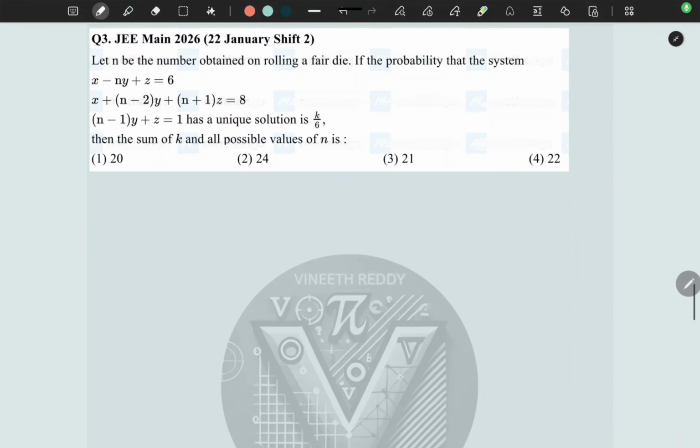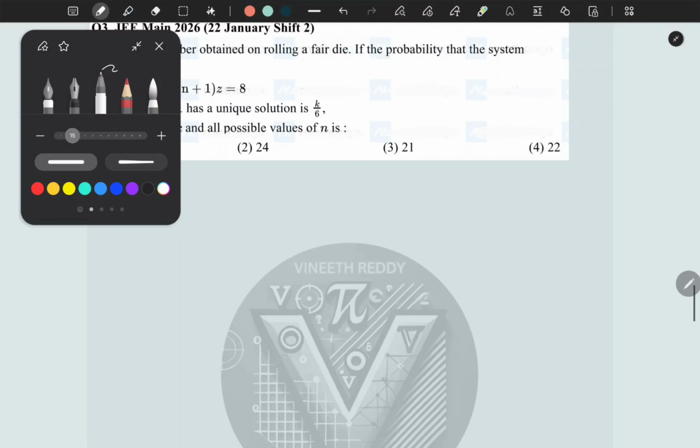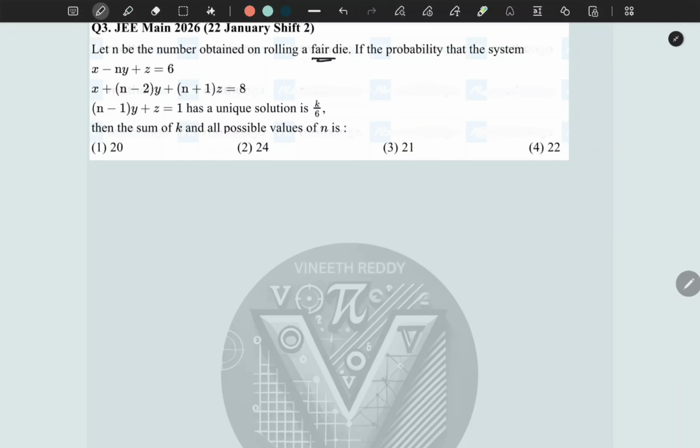So in this video we will be solving remaining questions from the topic determinants. The question says, let n be the number obtained on rolling a fair die. If the probability that the system has a unique solution, again this is from Cramer's rule, dear students. So for a unique solution, delta is not equal to 0.